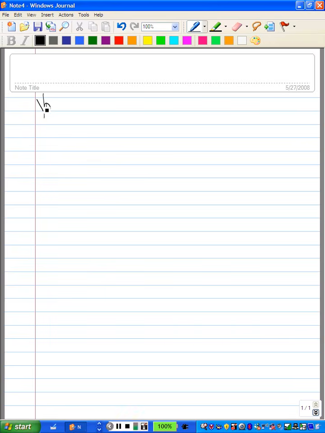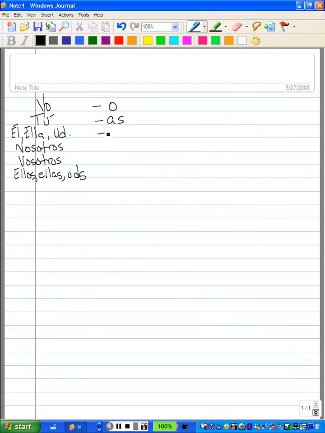So what we've done here is we've learned our pronouns in order, and then you learn the endings in order: o, as, a, amos, áis, an. And you'll be able to conjugate almost all verbs in Spanish that end in the letters AR.